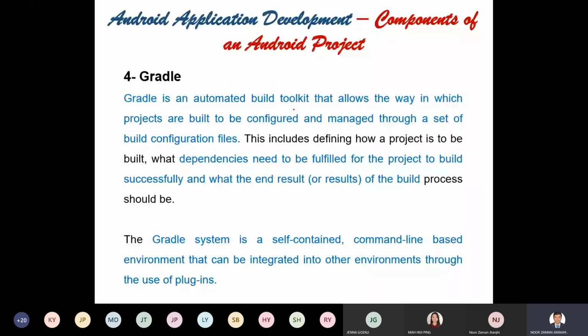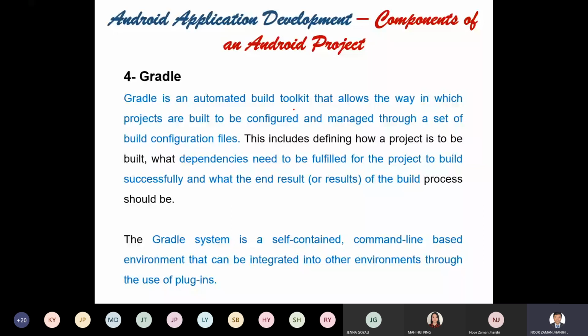Now the Gradle, the fourth one, is the Gradle. As we know, what is Gradle doing? Gradle is an automated build toolkit. This automated build toolkit is a sort of compiler that allows a way in which projects are built and configured. So it is there to build our project, to configure our project, and to manage it through a set of build configuration files. So our configuration files, our building files, our compilation files, these details come inside the Gradle build folder. This includes defining how the project is to be built, what the dependencies are, what needs to be fulfilled, how successfully, and what the results are.